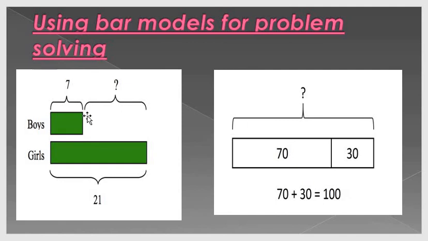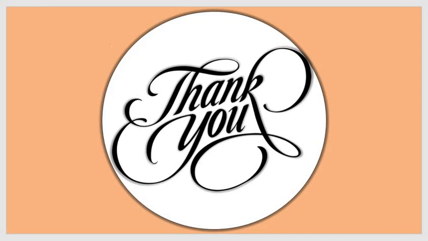14 plus 7, count with me on your finger. Okay, 21. 14 plus 7 is equal to 21. So 7 is boys and 14 is girls. Similarly here, 17 and 13, so 17 plus 13 is equal to 30. Like that. I hope you all understood. Tomorrow we will again see using a bar model for problem solving. I hope you all understood, and thank you so much, all of you.